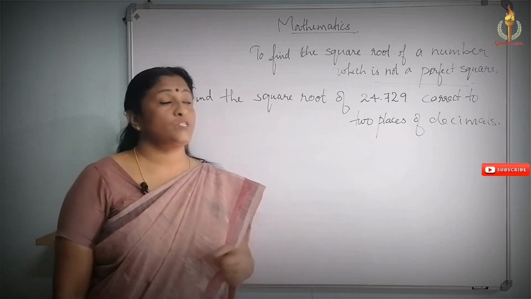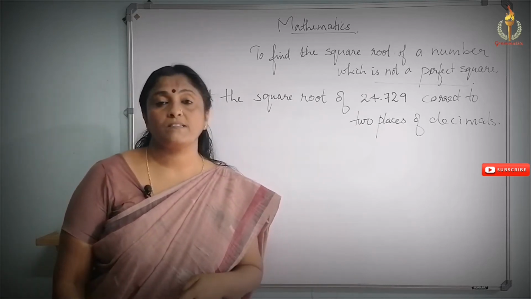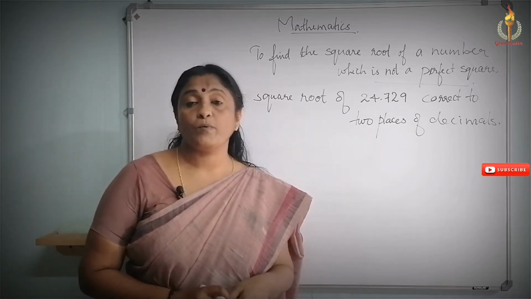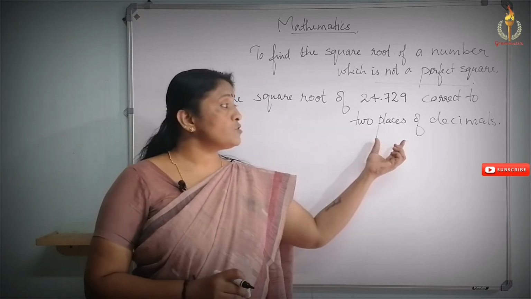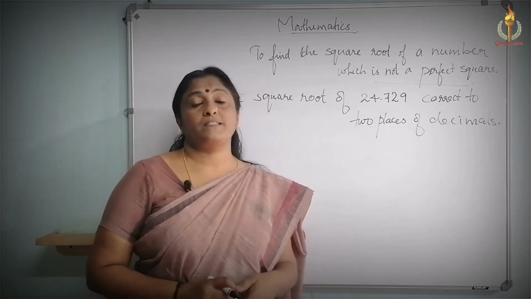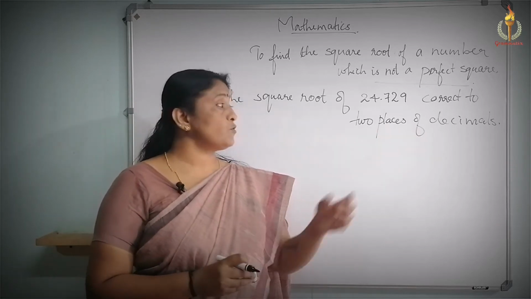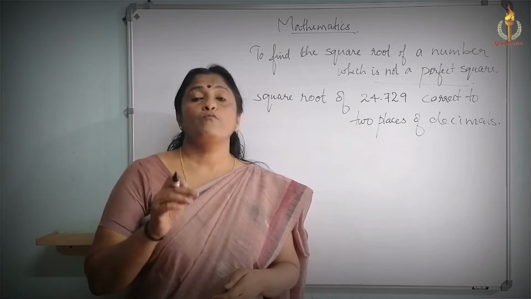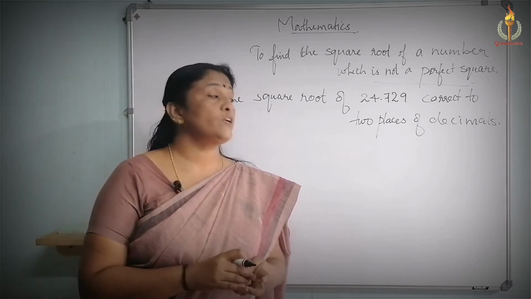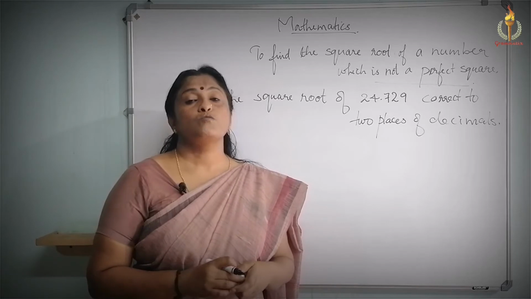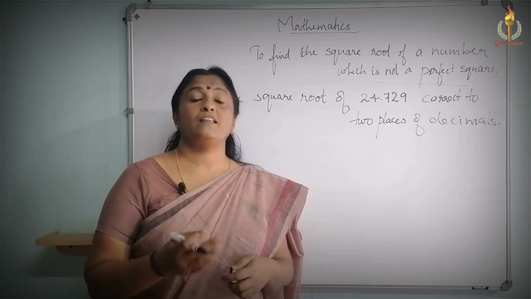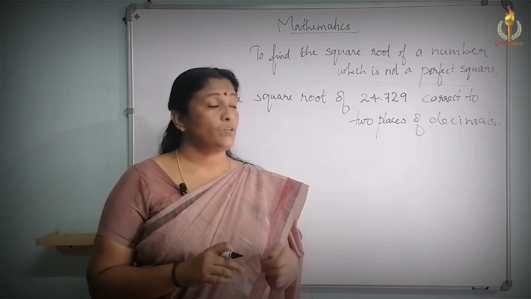Find the square root of 24.729 correct to two places of decimals. Now since it is not a perfect square, your answer will be in decimal points. So you have to be clear about how many decimal places are asked in the question. Now, correct to two places of decimals: we have to find 3 digits after the decimal and then round it off to 2 places of decimals. So if they are asking for 3 places, you need to find the answer to 4 decimal places and then round it off. Okay, that's how it is done.